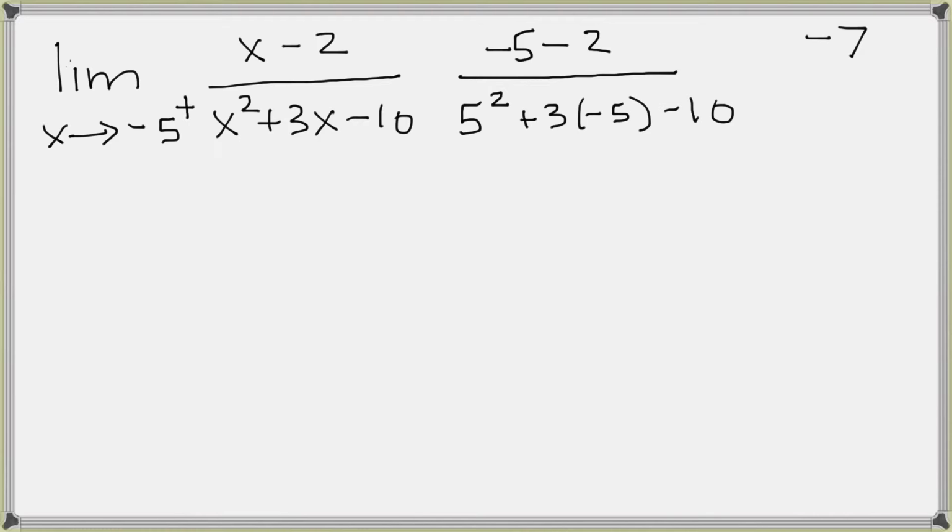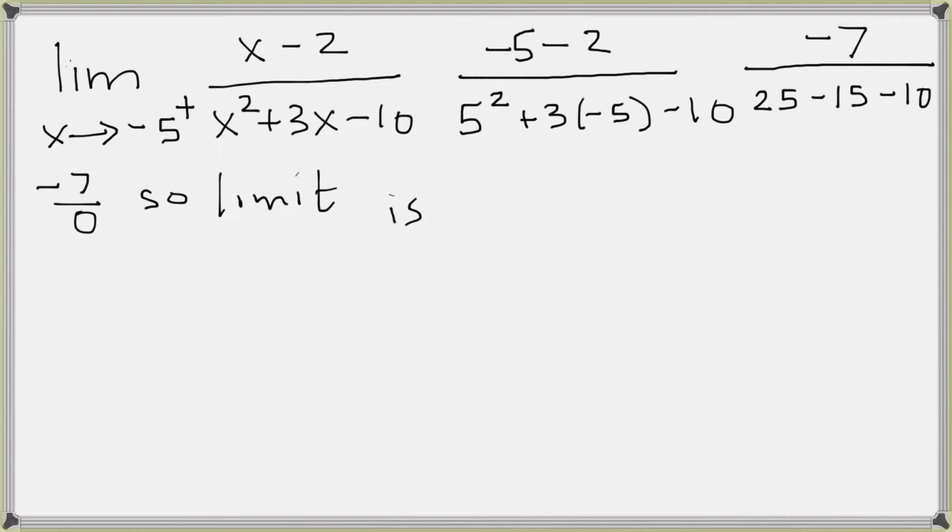So if we plug in the negative 5 for x and start simplifying that out, we are going to get negative 7 on top and a 0 on the bottom. So that will tell us that the limit is either infinity, negative infinity, or does not exist. For a rational function like this, the one-sided limit is going to come out to be infinity or minus infinity, but we're just going to work through the rest of this part just to verify that.